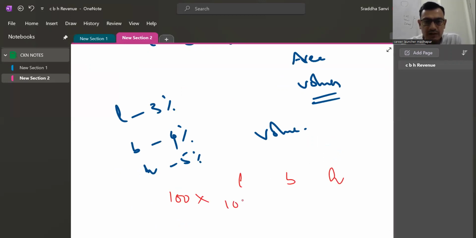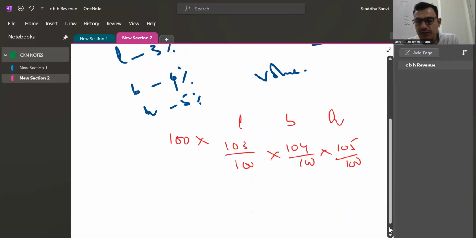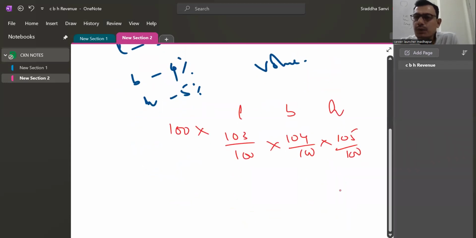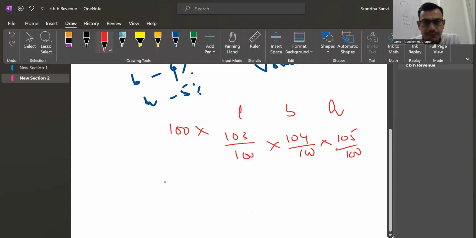So my first value is 103 by 100. The second value is 104 by 100. The third value is 105 by 100. Right? So these are the values. Anyways, you all know in CLAT kind of exams, Common Law Admission Test, you don't have a calculator. You are not allowed a calculator. You have to do all calculations manually without any machine, right?